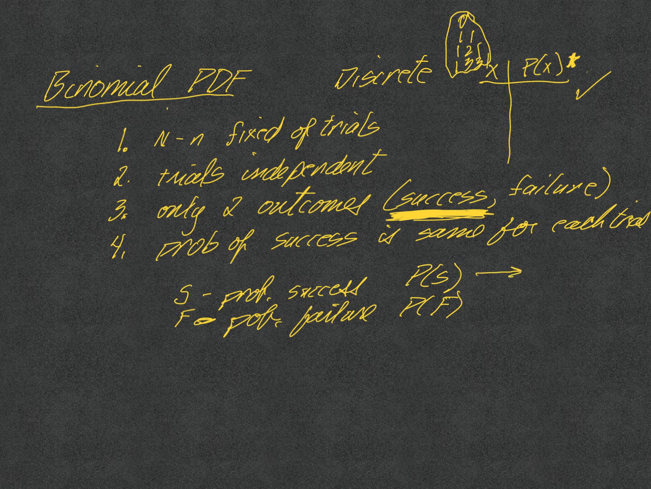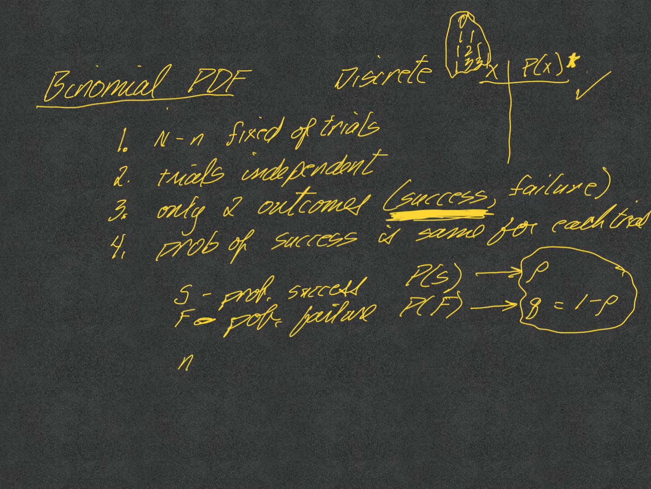But probability of success from now on will be called P, and probability of failure will be called Q. And Q, just so you know, is always the complement of P, so it's 1 minus P. This is the notation we use to refer to probability in binomial distributions. This will be very important later on in subsequent chapters, so keep this in mind.